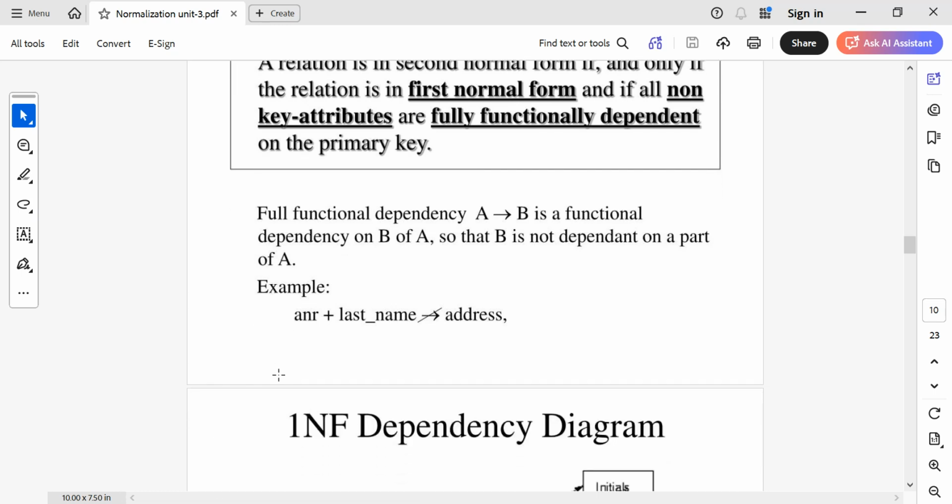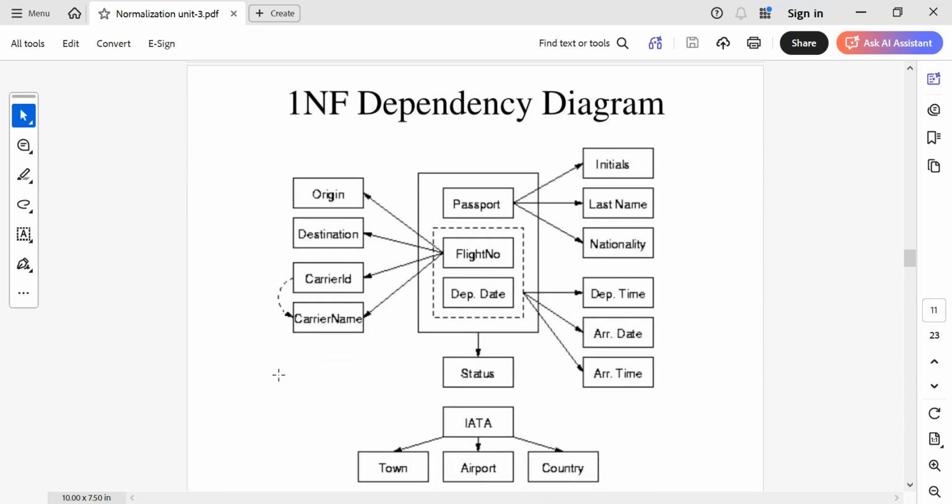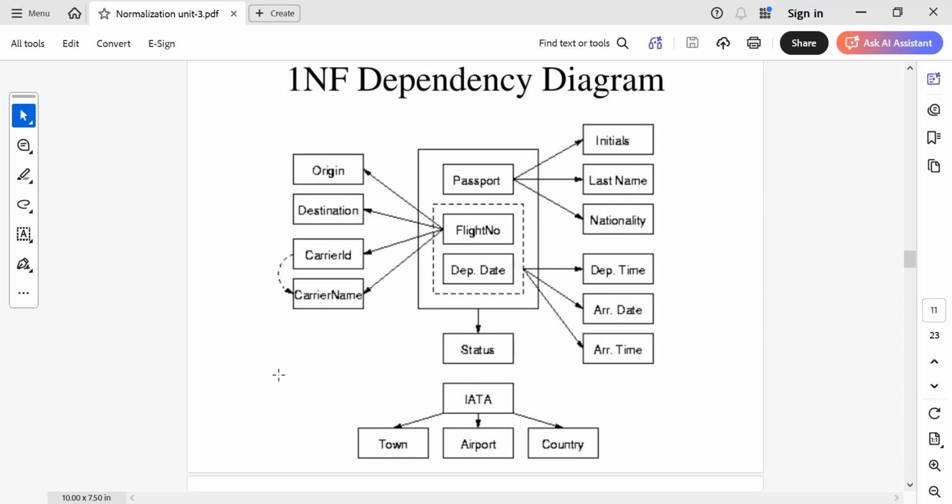So we will see an example functional dependency diagram, right? Here you see passport, flight number, departure date, origin, destination, carrier ID, carrier name, initials, last name. These are the attributes. Passport is one key attribute, so the remaining initials, last name, nationality all belong to the passport. Same as flight number is one key attribute. Origin, destination, carrier ID, carrier name are all dependent on flight number, right?